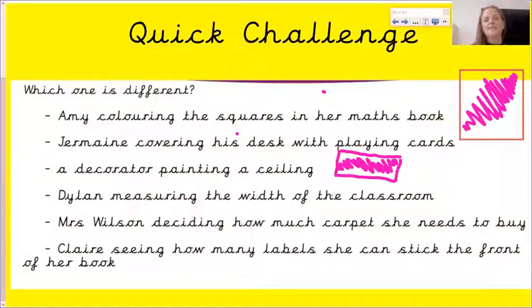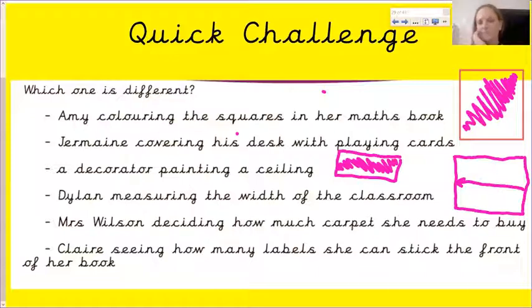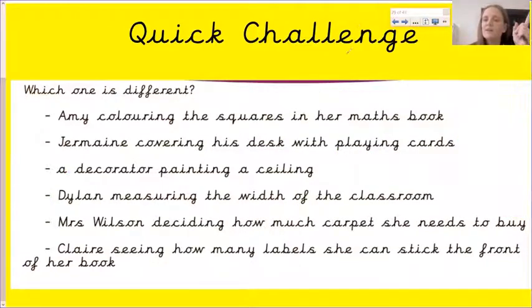of the ceiling. Dylan measuring the width of the classroom. If this was my classroom, the width would be this way, so he's measuring here. Mrs. Wilson deciding how much carpet she needs to buy, and that would be to cover the whole room, which again is the area that she needs to take up with the carpet. And Claire seeing how many labels she can stick on the front of her book would also be the area of the front of her book being covered. So I think the one that is different is Dylan measuring the width of the classroom, because he's not measuring the whole of the area of the classroom, he's only measuring the width. So well done if that's the one you chose, and I hope you had good reasoning behind it.